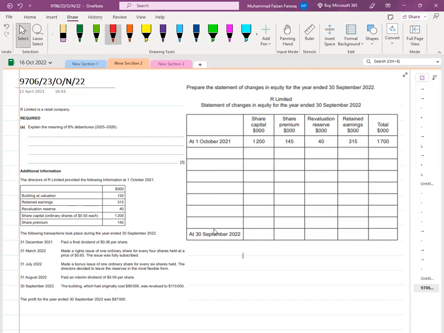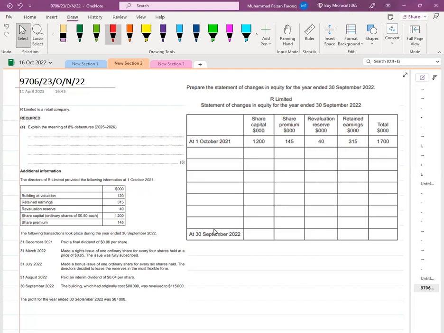Now, how to complete the table? We have to read the question. They are saying on 31st December, the company pays a dividend of 0.06 per share. Then March, the company issues right shares. Then July, the company made bonus shares. Then August, the company paid another interim dividend. And at last, revaluation. We know date by date, time by time, we will consider the numbers.